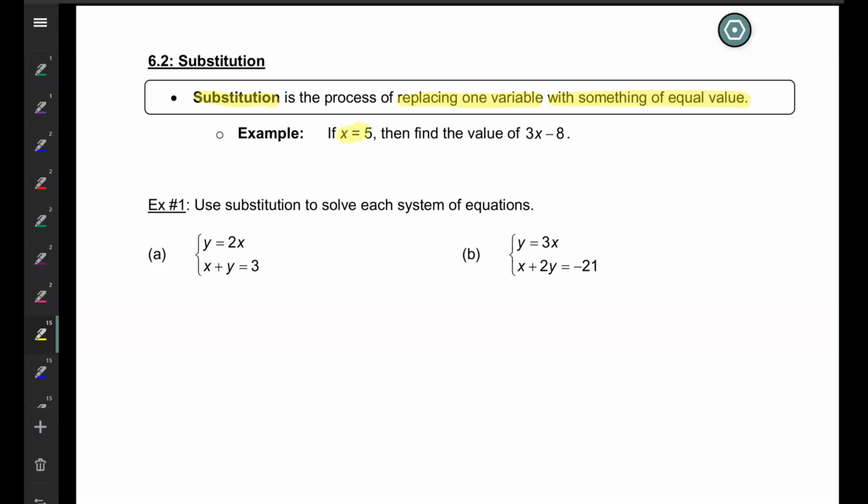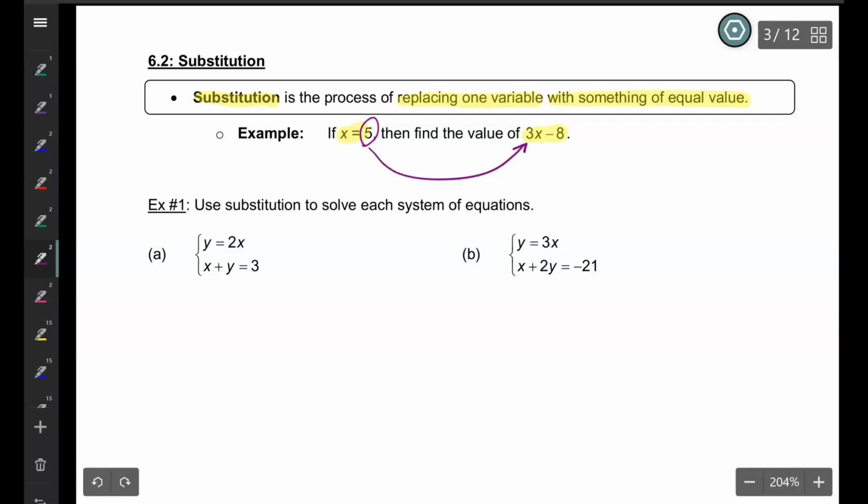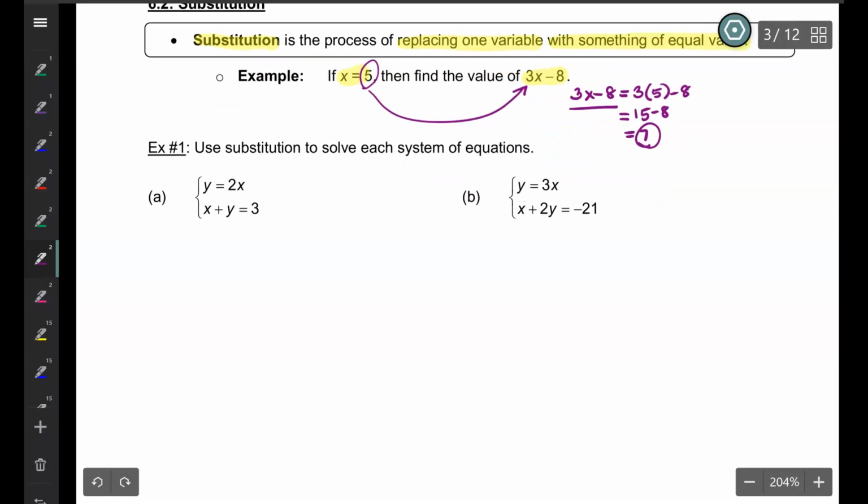We would say, okay, if x equals 5, how would you find the value of 3x minus 8? So we would take that 5 and substitute it back in. So we would say 3, and then replacing the x with 5, right? So we'd have 3 times 5 minus 8, so we'd get 15 minus 8, which would be equal to 7. So 3x minus 8 would be equal to 7 when x equals 5.